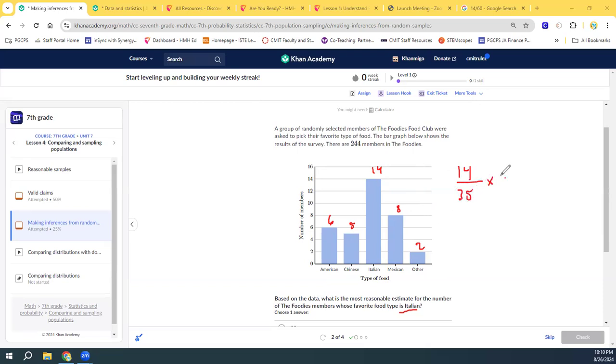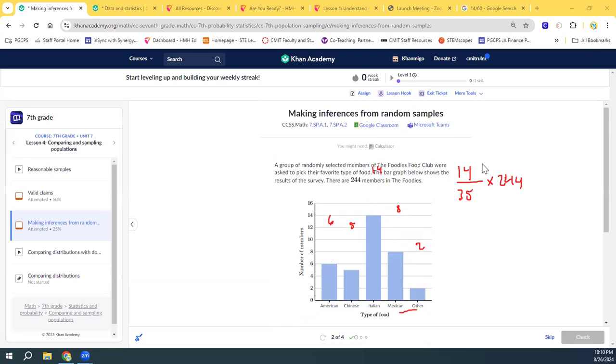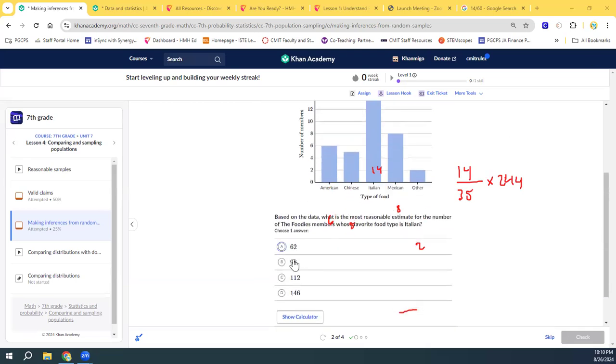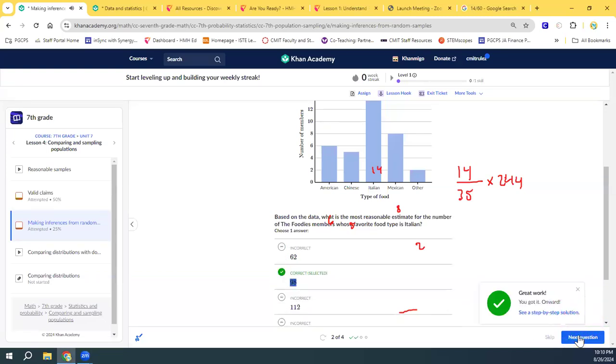Okay, and then multiply that by 244. So 14 over 35, and now multiply that by 244, and you get 97.6. So 97.6 would be 98. Ta-da! Okay, so that's how you do that.